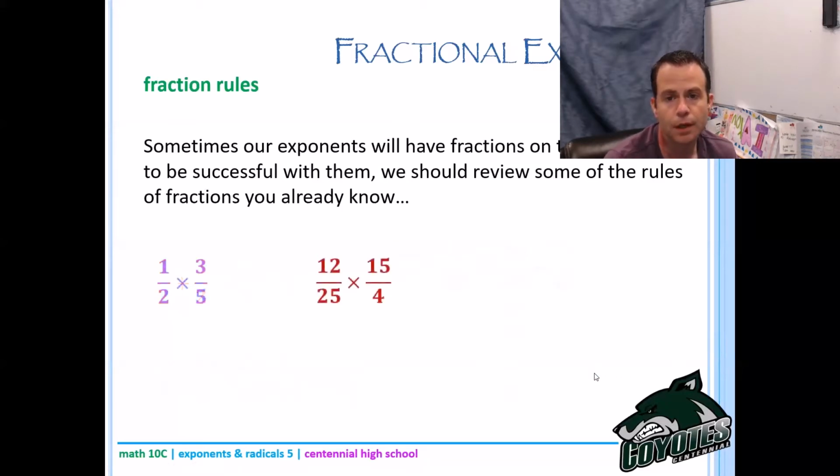Okay. When multiplying fractions, we just multiply the tops, multiply the bottoms. So 1 times 3 is 3, 2 times 5 is 10. So that leaves me with 3 over 10.